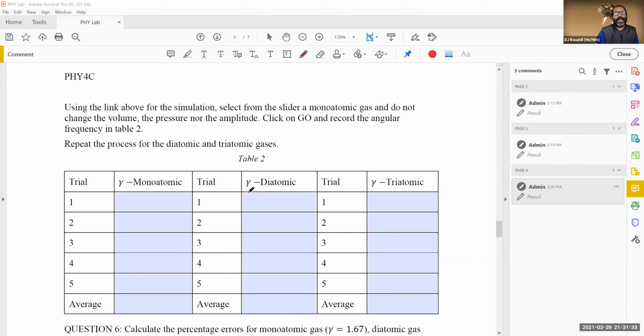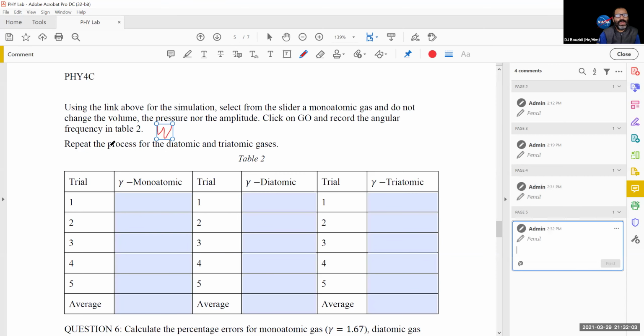Now we have to do some work in that lab in there, okay? So using the link above for the simulation, that's the GeoGebra link, select the slider for a monoatomic gas. So we're going to do a monoatomic gas, okay? So the green slider takes you back to the monoatomic gas, and do not change the volume, the pressure, nor the amplitude. Leave everything the way it is. Click and go and record the angular frequency in table 2. Basically omega, okay? That's what you need.